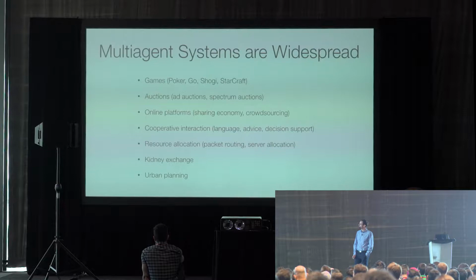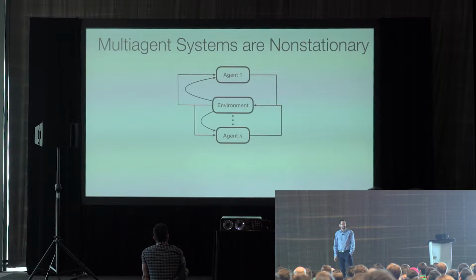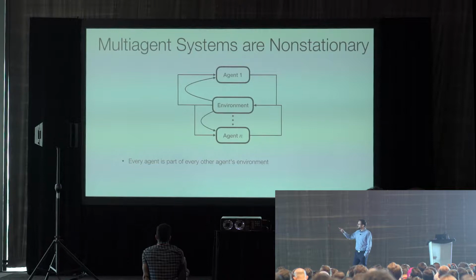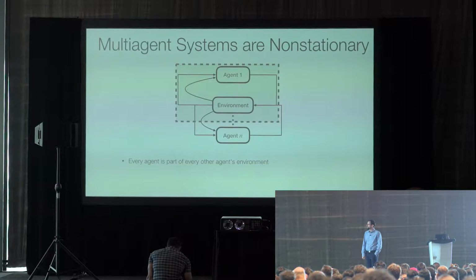Okay. We've heard this a couple times already. We heard this particularly in Dale's talk. I want to belabor this point a little bit. Multi-agent systems are non-stationary. Okay? And they're non-stationary in a special way, in that every agent is part of every other agent's environment. Right? So for agent one, their environment is everything except agent one. So that includes agents two through n. And similarly, agent n's environment includes every agent from one to agent n minus one.